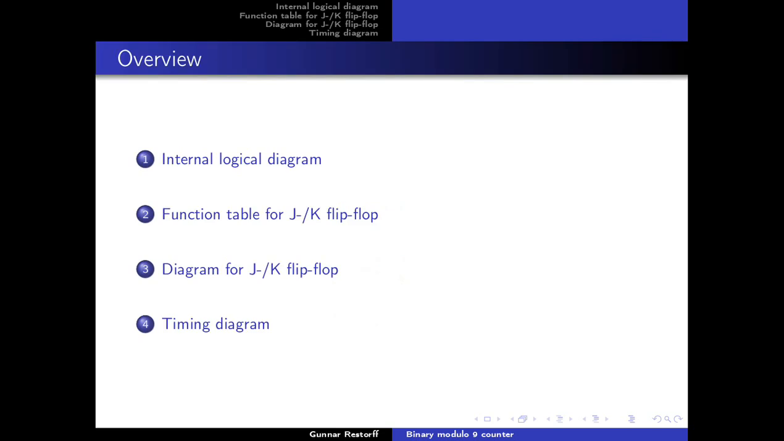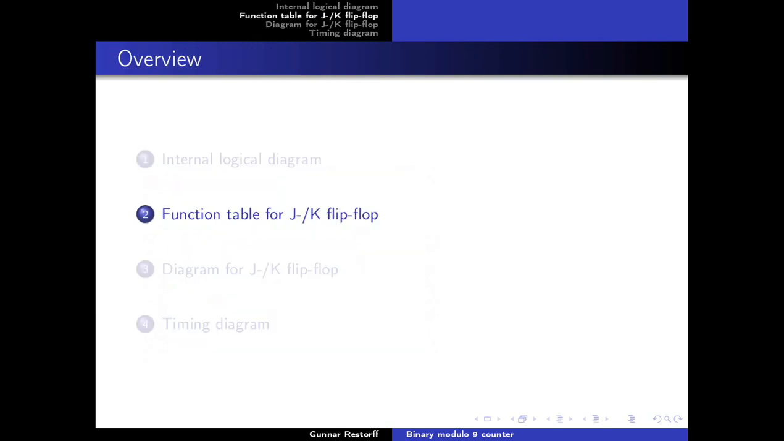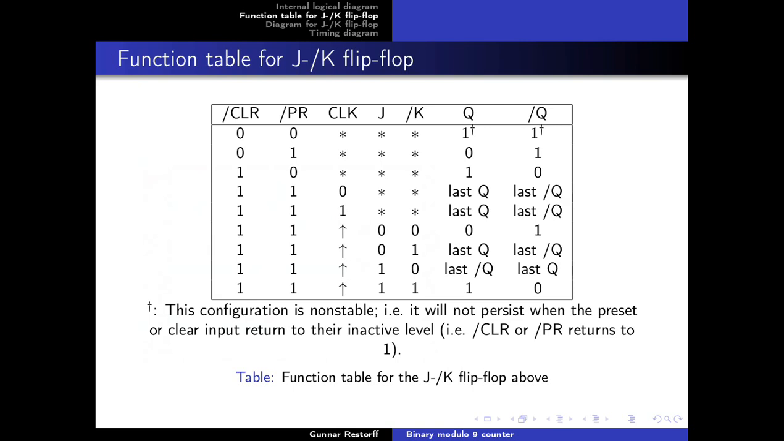The JK flip-flop we're considering has this internal logical diagram. So we're looking at a positive edge triggered JK flip-flop. And the function table can be shown to be as shown on the screen, where the stars mean arbitrary input.